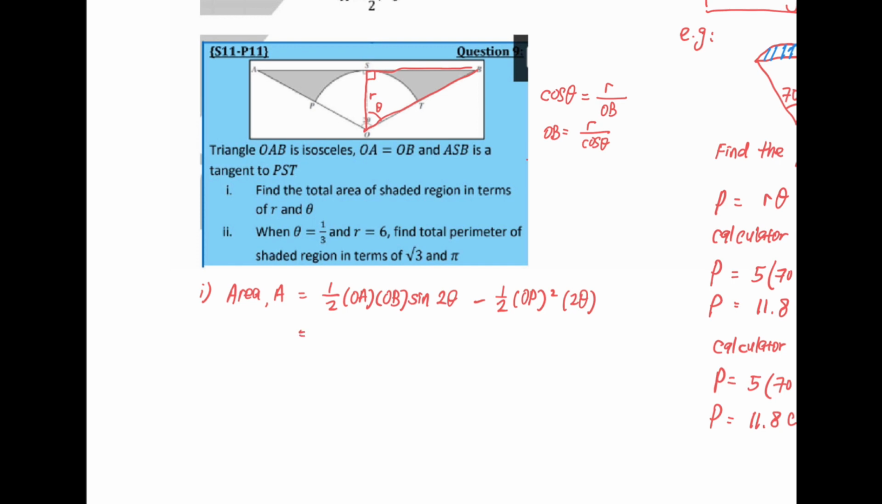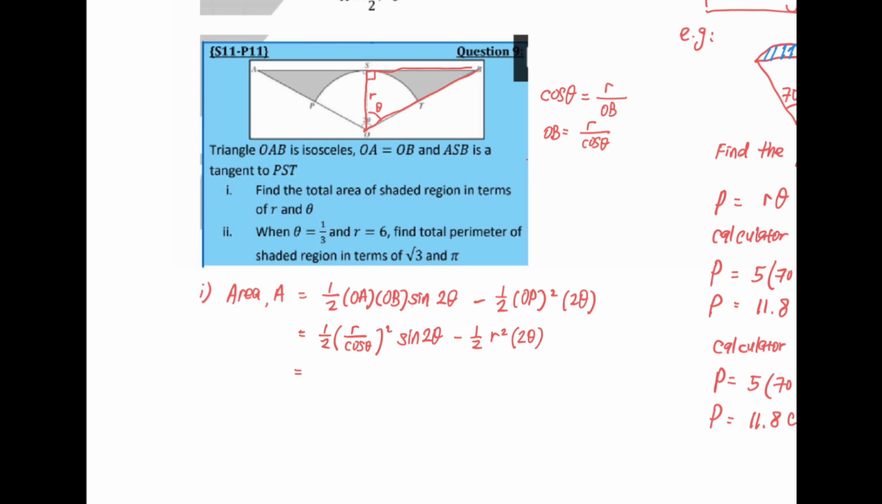Now we put it here. 1 over 2, OA and OB will be the same length. So R over cos theta to the power 2, sine 2 theta, minus 1 over 2 R square 2 theta.